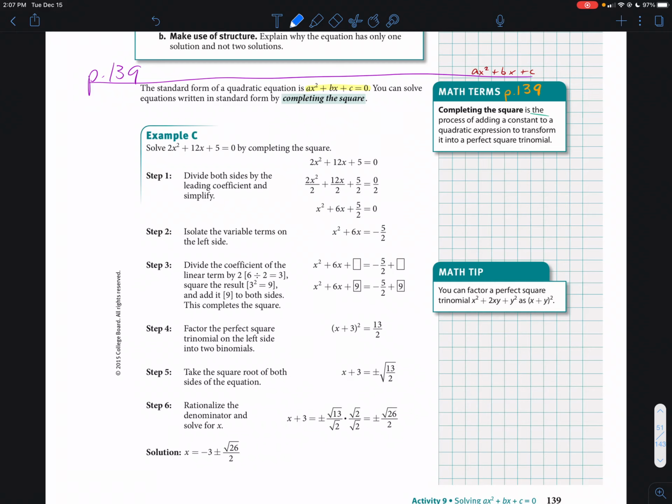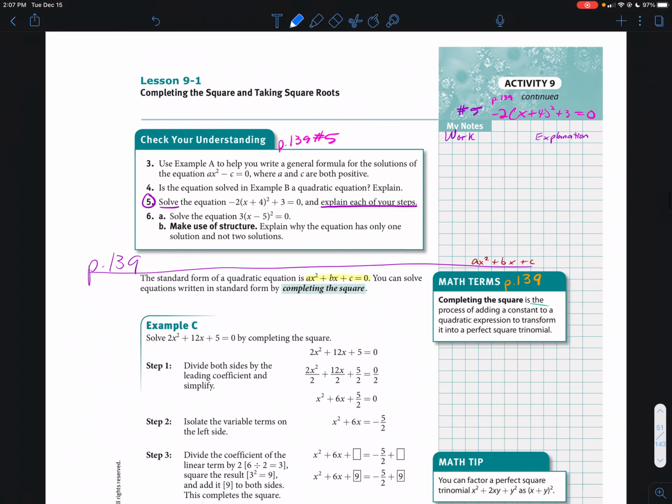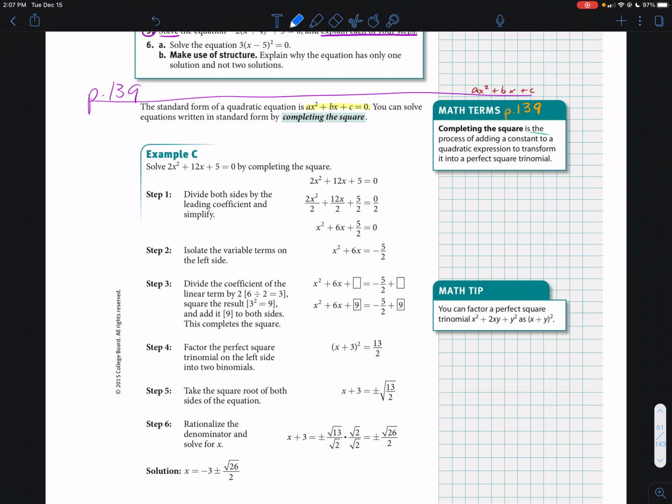Alrighty, everyone. We are about to do the last part of lesson 9-1. Okay, and we are starting on page 139 here.